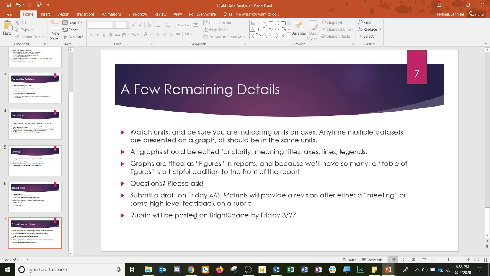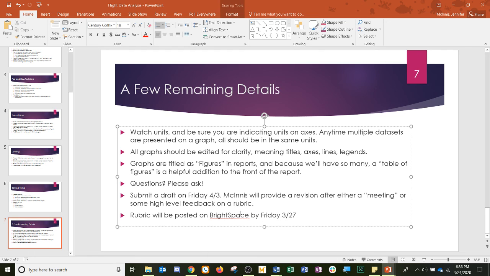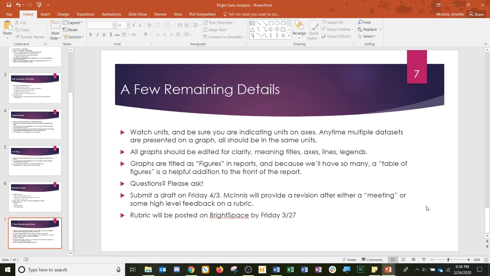I want to see a draft on Friday, April 3rd. I'd encourage you to start reviewing each other's graphs by this Friday. And I will post a rubric to Brightspace by the end of the day on Friday.